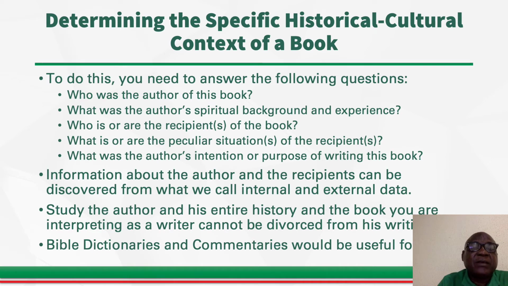Now, when you have done the general milieu, we are now going to talk about the specific historical cultural context of a book. And in doing that, the following questions have to be answered. Who was the author of the book? What was the author's spiritual background and experience? Who is or are the recipient or recipients of the book? What is or are the peculiar situations of the recipient? And what was the author's intention or purpose of writing the book?